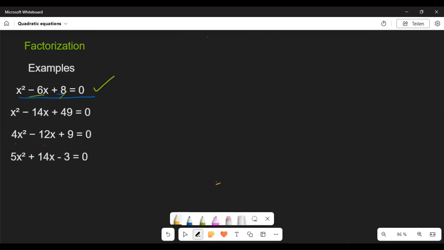Now let's take the other question, the second one, which is x squared minus 14x plus 49, and let's find out what answer we'll get from that. Here, you remember again, we say x is equal to minus b plus or minus the square root of b squared minus 4ac, over 2a.